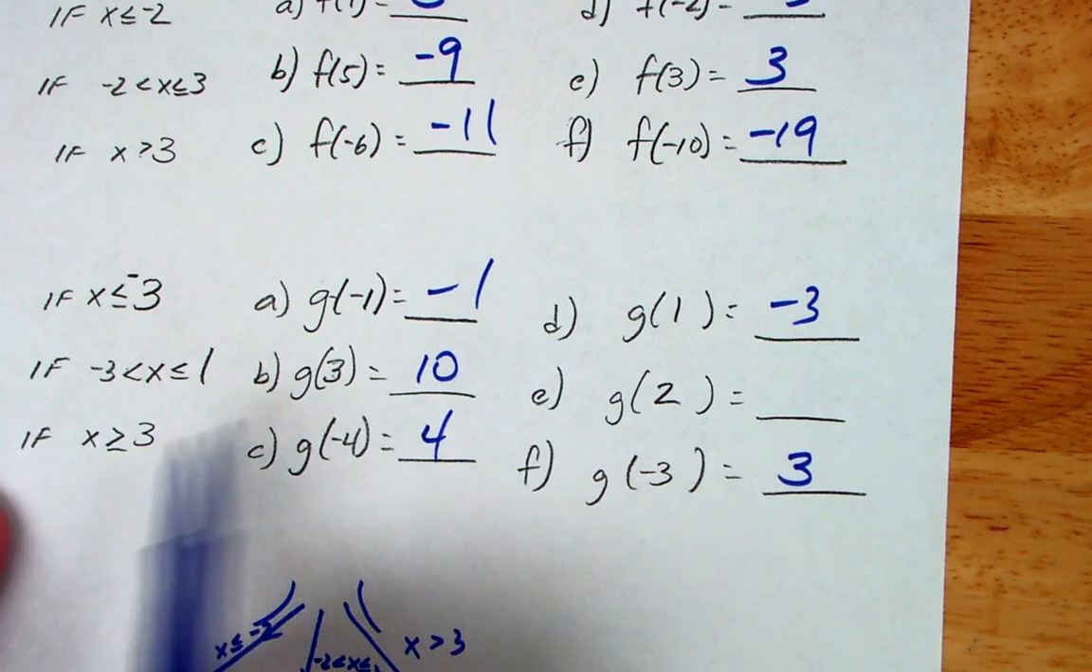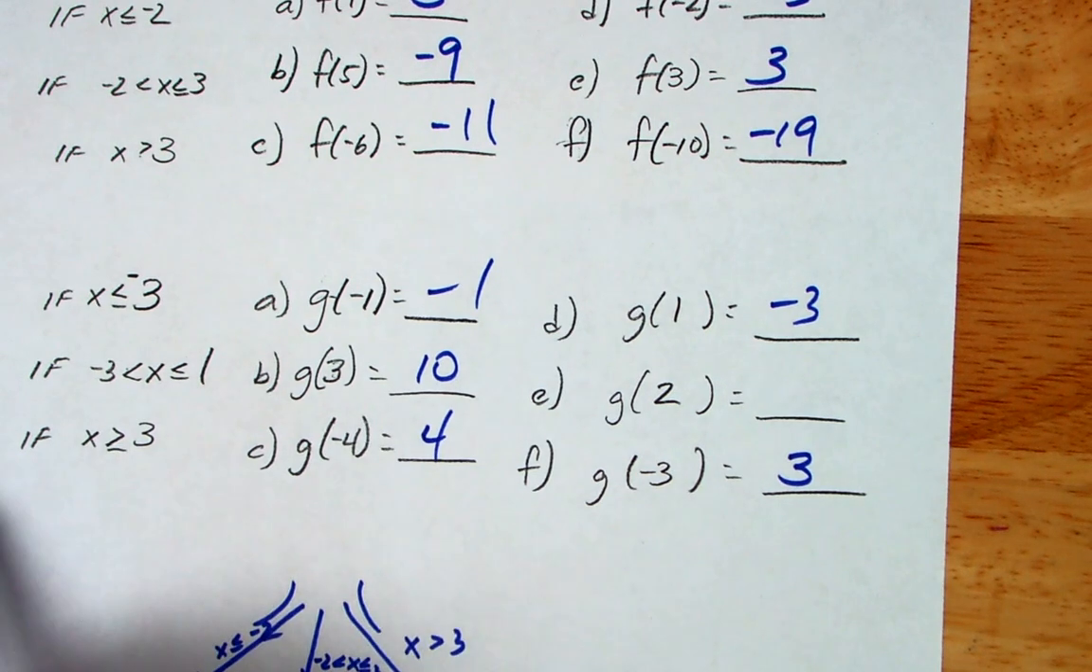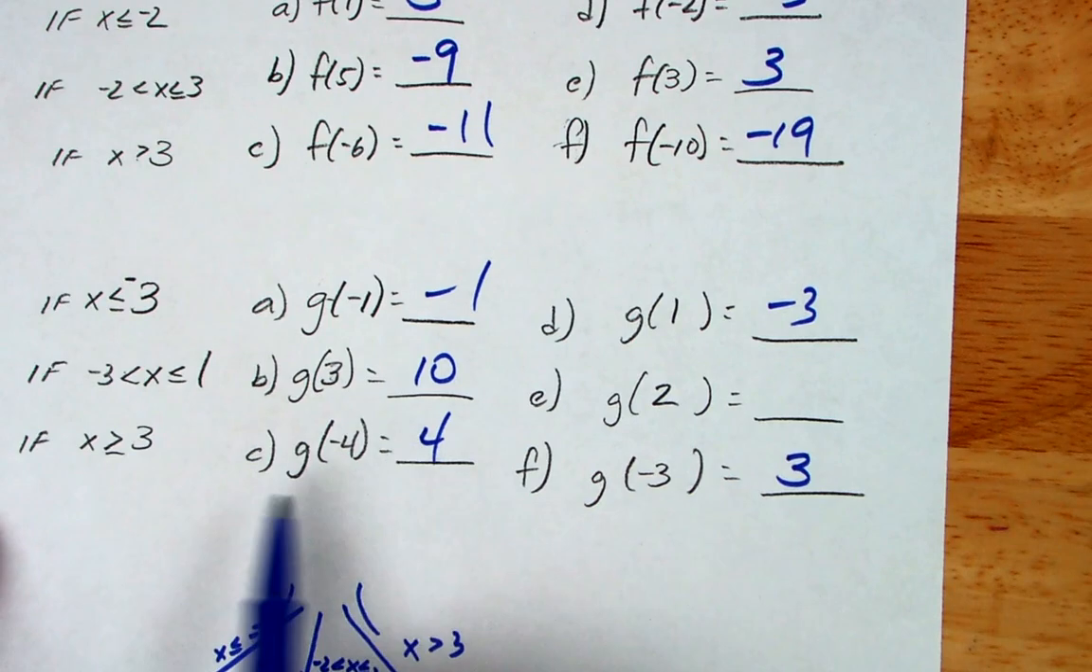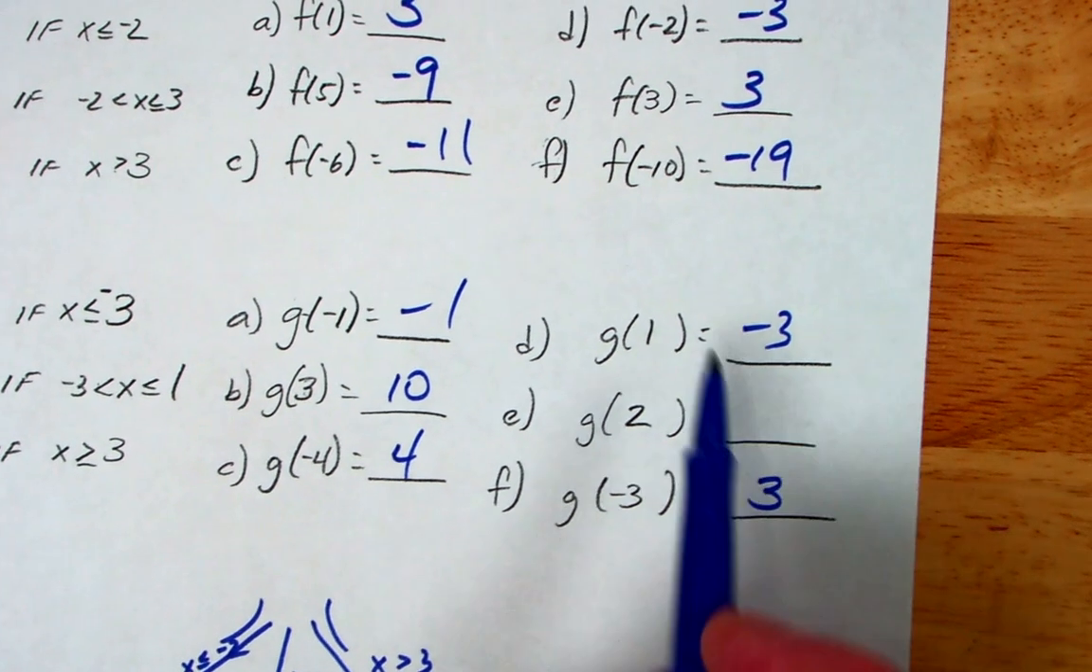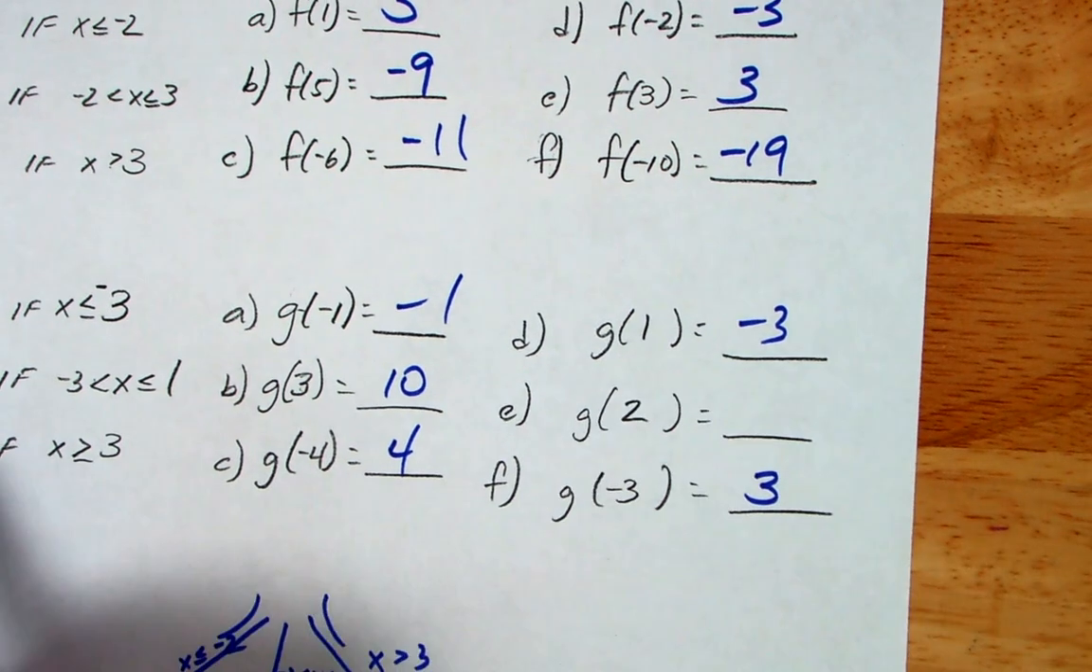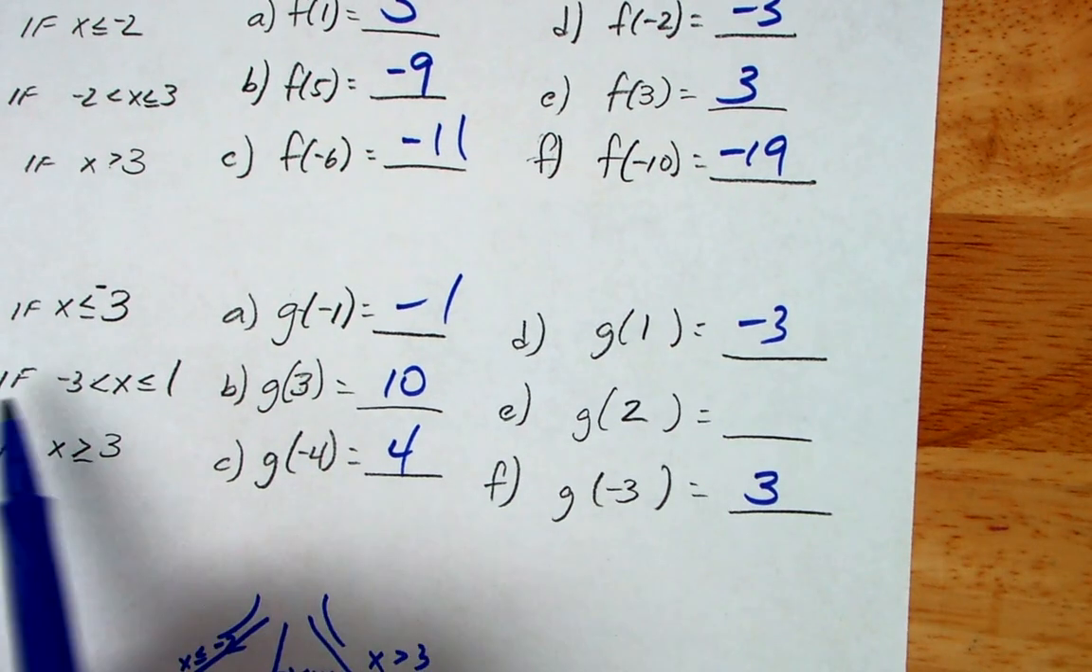3 gives me 10, because if I plug in 3 right here, I square it and add 1, it gives me 10. Negative 4, that's in this area. The opposite value of negative 4 is 4. 1, if I plug in 1, the opposite of 1 minus 2 is negative 3.